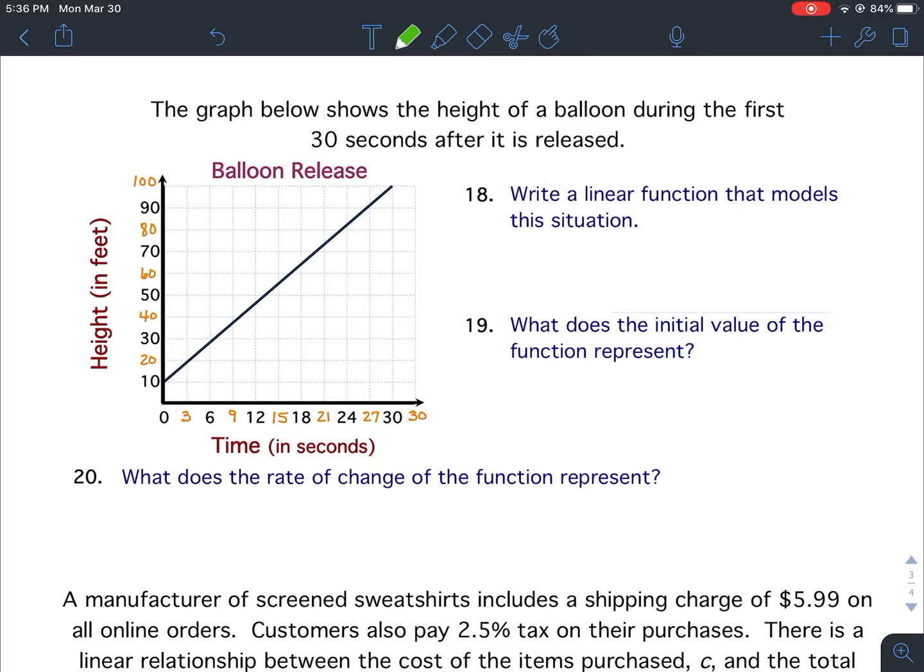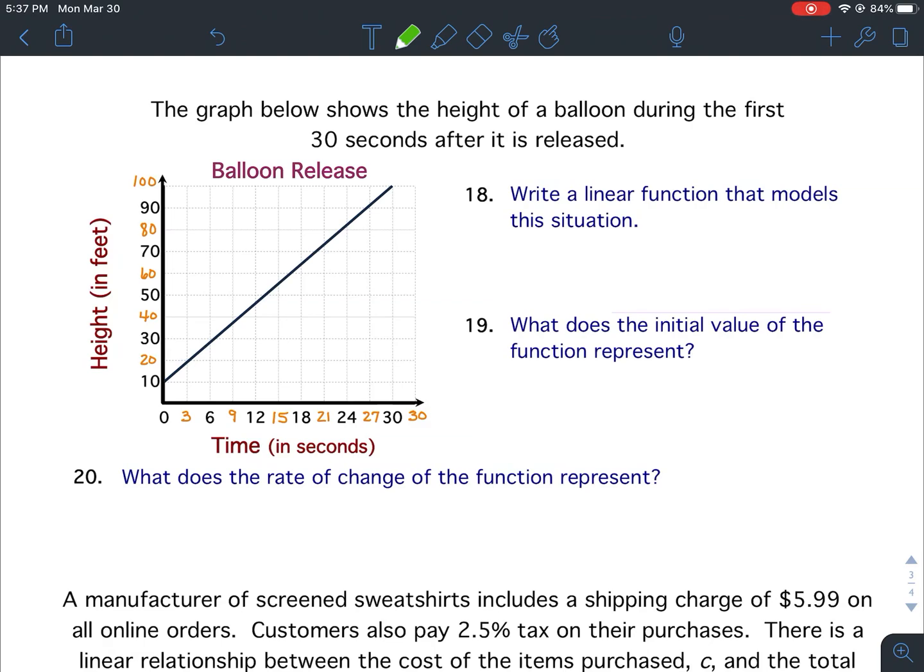Using functions to model relationships, worksheet 15, questions 18 through 20. The graph below shows the height of a balloon during the first 30 seconds after it is released. So you're holding a helium balloon and you release it, and what the graph shows is what happens to that balloon the first 30 seconds after it is released.